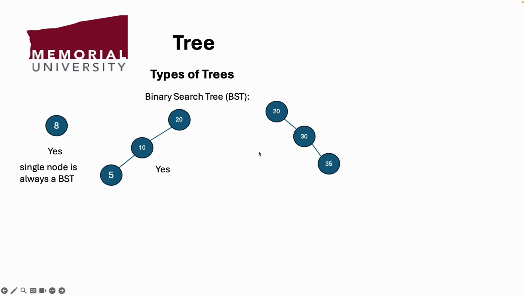What about this one? This is a right crooked binary tree, which only has right children. Let's look at the root node 20. Its right child is 30. 30 is greater than 20, which looks okay. And 35 is the right child of 30. 35 is greater than 30. And both 30 and 35 are greater than 20. So this is a binary search tree. The answer is yes.